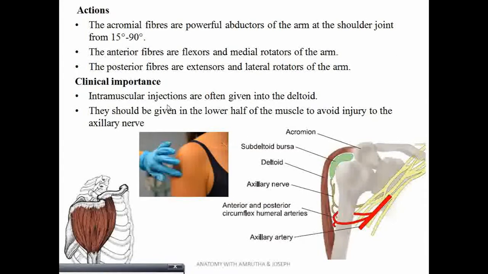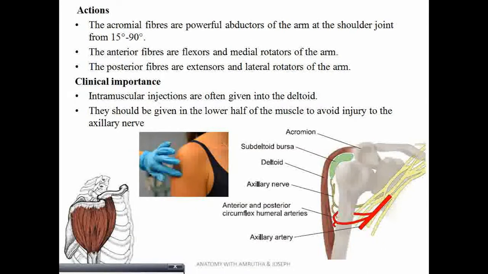Now the anterior fibers, which are originating from the clavicle, are flexors and medial rotators of the arm. Posterior fibers, which are originating from the crest of the scapula, are extensors and lateral rotators of the arm. So three fibers are having three actions.